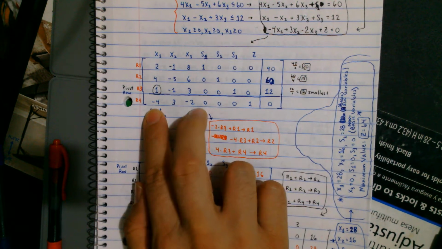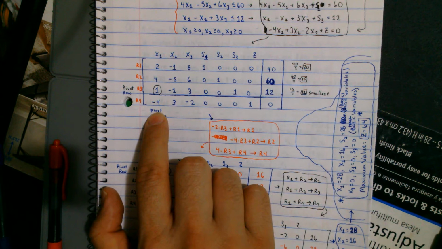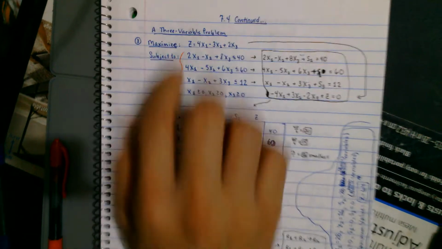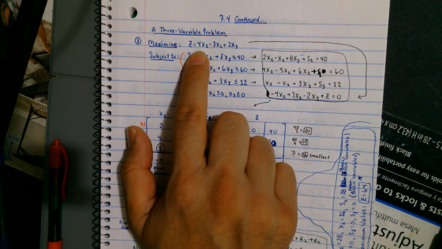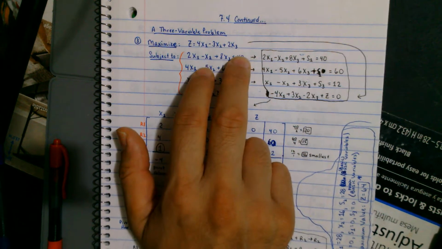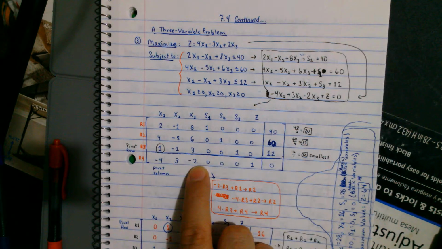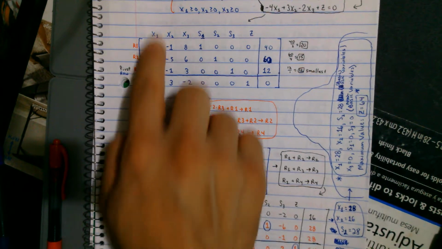Now, out of these two, my most negative one, again, is this. It's not always going to be the left one, it's just the way it's set up here, because this could have been a 2x, and this could have been a 4. So when you move it over, this could be -4, and the most negative will be over here. It just depends on where you move it to. So this is my pivot column.